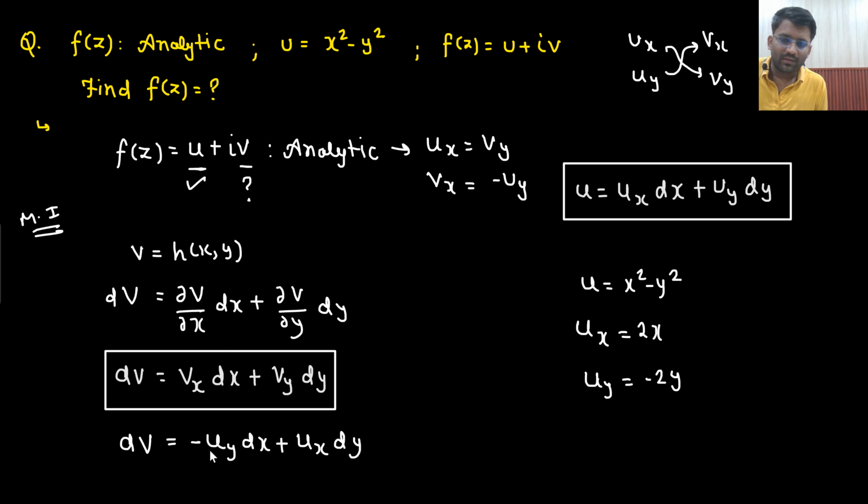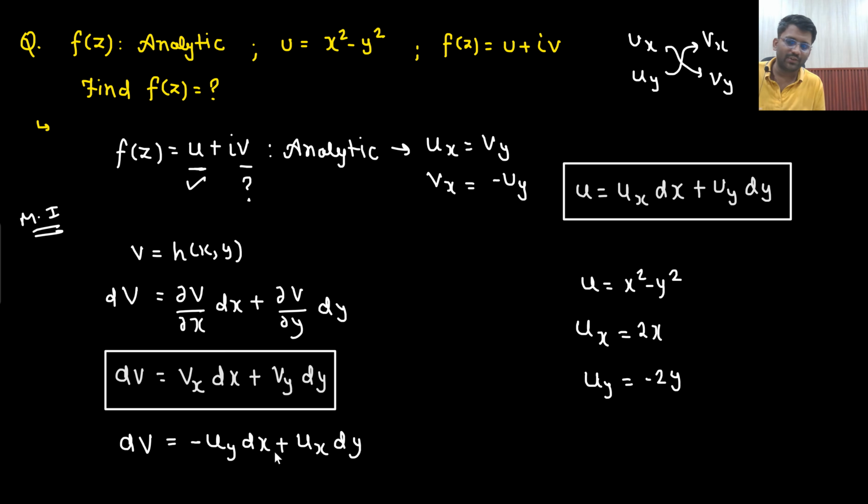So what is your dv? What is the value of uy? It is minus 2y. So in place of minus uy, what will you put? 2y dx. Basically, in place of uy, I am putting minus 2y here, so it is coming out to be 2y dx plus, what is the value of ux? That is 2x, so plus 2x dy. This is what you are getting. This is your dv. From here, you need to get the value of v. How will you solve it now? That means you have to integrate on both sides.